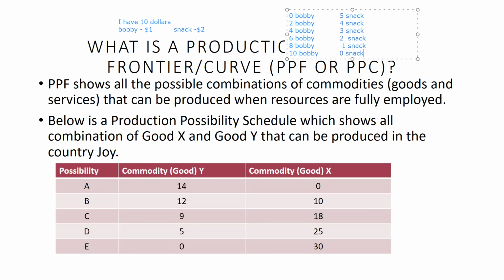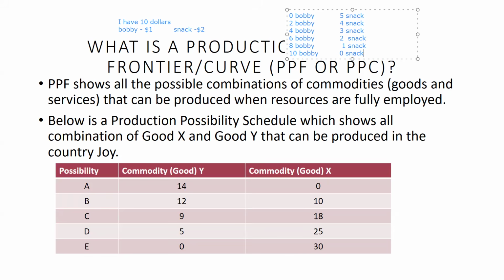The production possibility curve is similar to this, except instead of buying goods, you are making goods. And you're looking at the combinations of goods that you could create using your limited resources. Does it make sense? Yes, sir. Right. So before I even go to the curve, I want you all to see how this can show choice and opportunity cost.